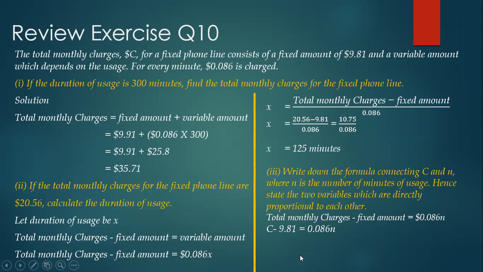0.086 N. We have to prove that both of these are directly proportional to each other. And how do we do that? When we take this N as the denominator on the other side, we are going to get a constant value here, which proves that this quantity, C minus 9.81, and N are basically directly proportional to each other.